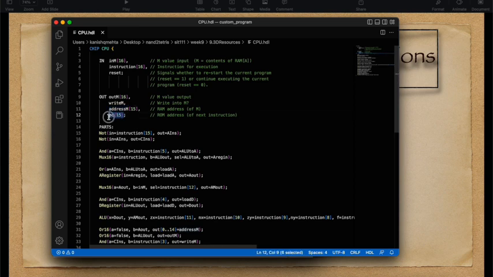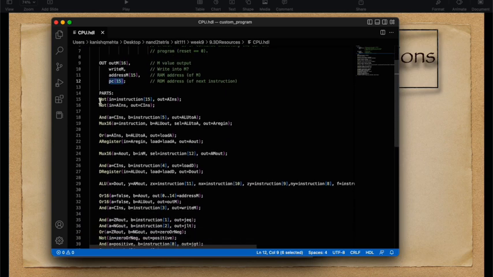Next and last output pin is PC. It is also a 15-bit output pin, and it specifies the 15-bit address of the next instruction to be fetched. Let's come to the parts.